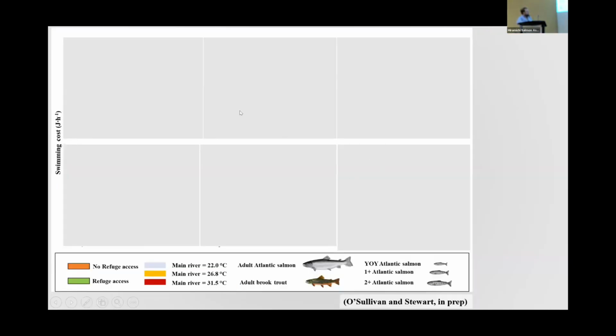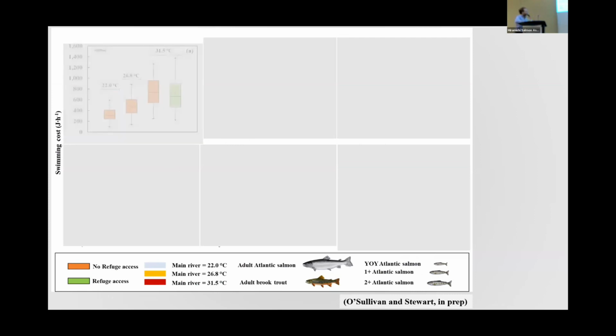Okay, so results. So here on this y-axis, we're going to have swimming costs in joules per hour. And then we're going to have the orange bars are no refuge access. The green ones are refuge access. And then we're going to show with these blue, yellow, and red ones the different swimming costs for each of those age classes and species at different temperatures.